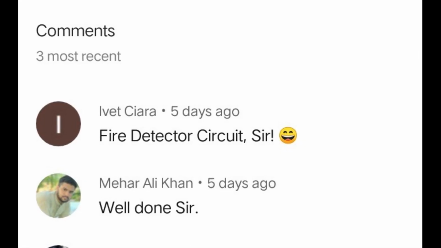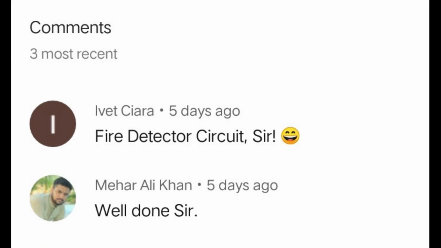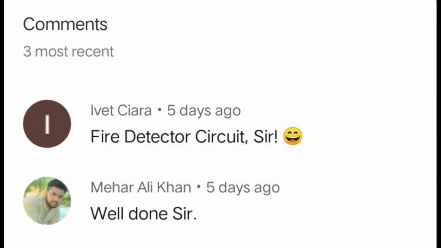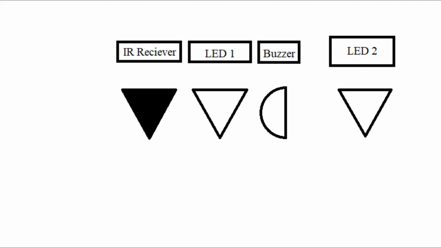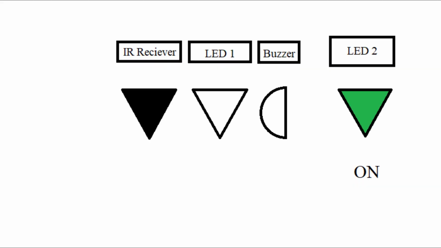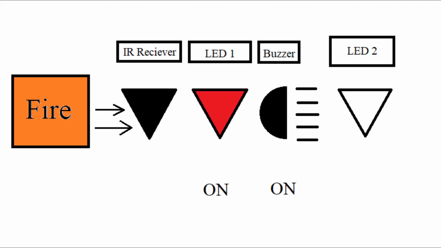So recently one of my subscribers asked me to help him build a fire alarm circuit. He gave me some conditions for the circuit. According to his idea, there must be two indicator LEDs, a buzzer and an IR receiver in the circuit. The circuit should operate like this: initially one of the LEDs turns on, and whenever the IR receiver notices any flame across it, the circuit turns on another LED and the buzzer also.